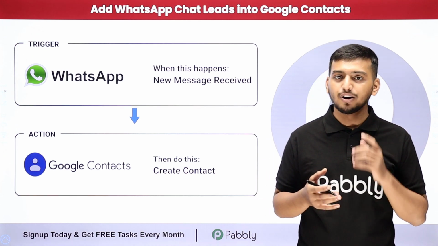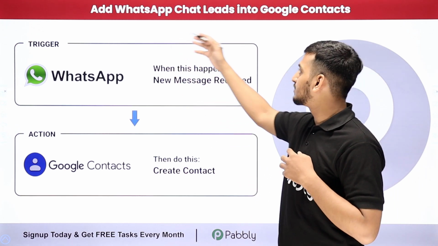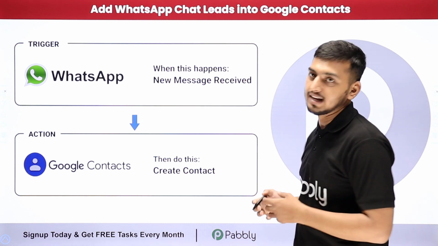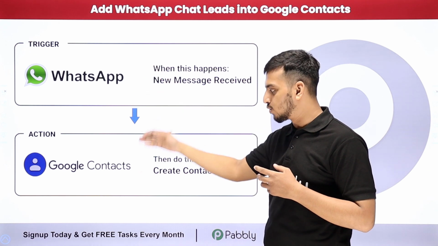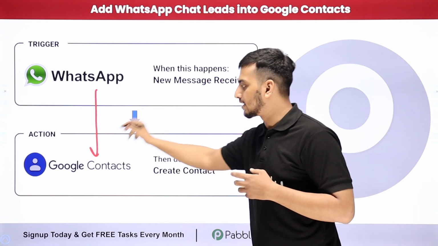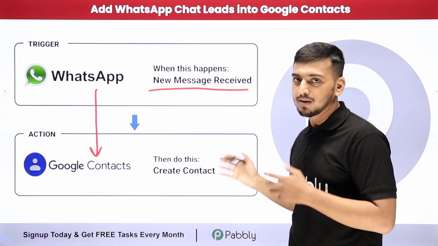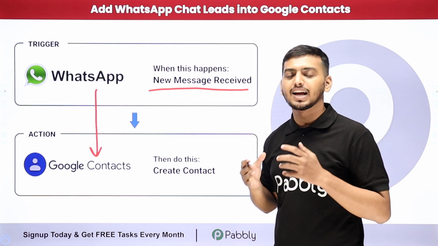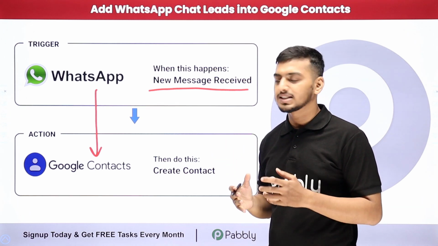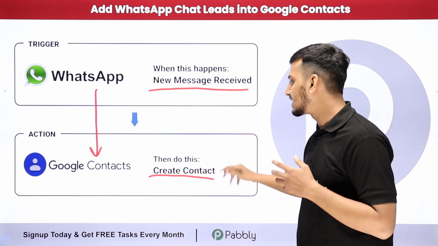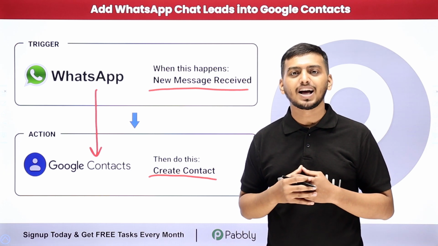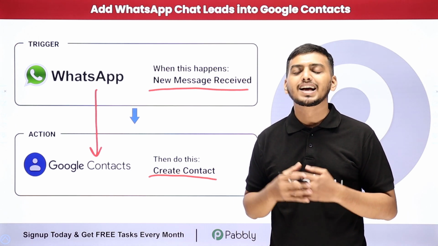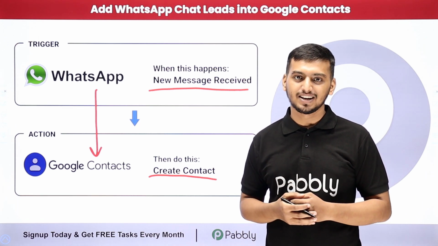And today we are going to discuss how you can add WhatsApp chat leads into Google Contacts automatically. Here, I am going to integrate these two different applications, WhatsApp and Google Contacts, with the help of Pabbly Connect, so that whenever I receive any new message on my WhatsApp account regarding an inquiry about my mobile phone repair business, I add those particular contacts to my Google Contacts list automatically. So if you are ready to learn how I am going to create this amazing automation, then let me take you right onto my screen.